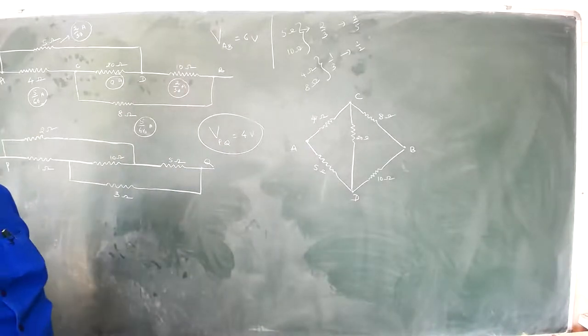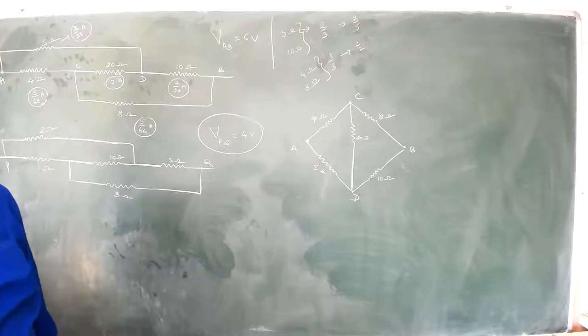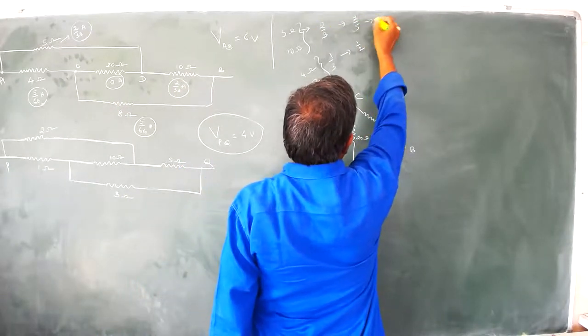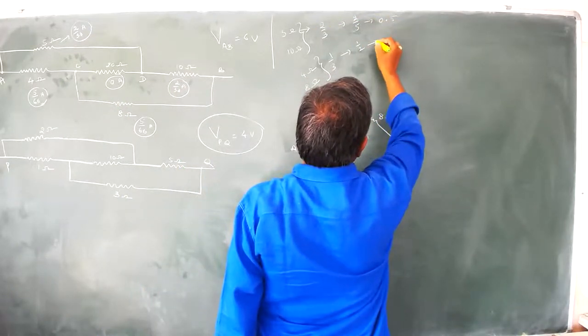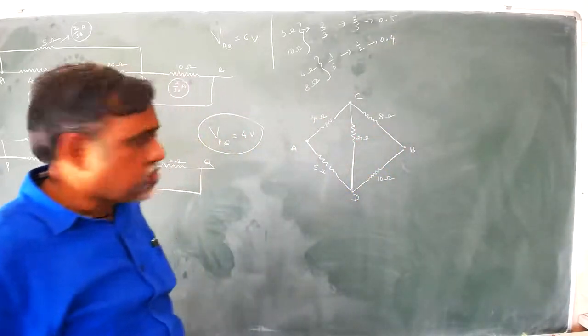Sir, your answer is different. How much? 5 and 10 or 0.5. And for 4 and 8, it will be 0.5. This is 0.5 R. Yes, sir. This, sir? 0.4. Okay. So let me check it out.